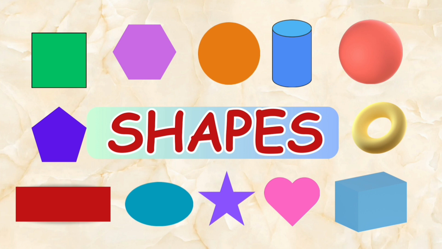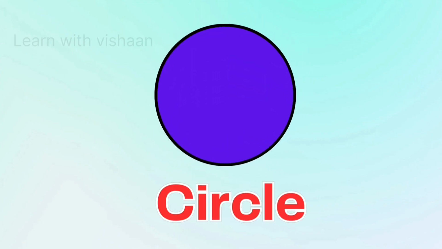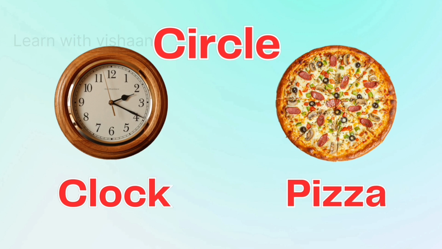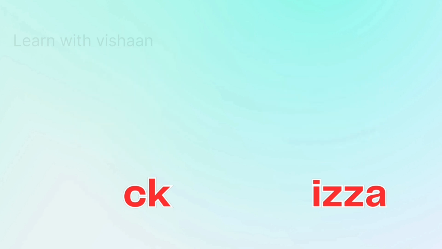Shapes names for kids. Circle, circle. Examples of circle: clock, pizza.